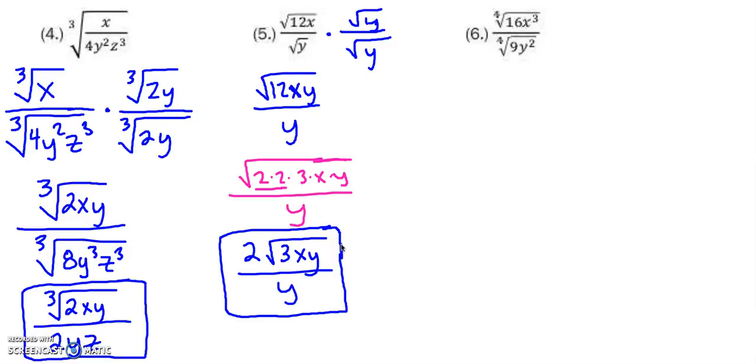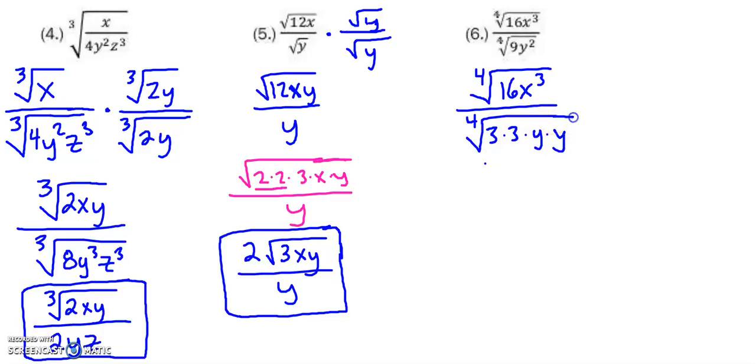Alright, last problem here. We've got the fourth root of 16x to the third over the fourth root of 9y squared. First thing I'm going to do is think about what that denominator actually is. That's the fourth root of 3 times 3 times y times y. So since we're taking a fourth root here, I need to complete groups of 4 in order to eliminate the radical. So I'm going to multiply the denominator by the fourth root of.